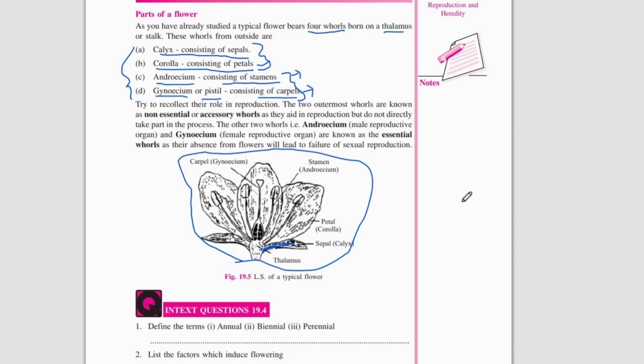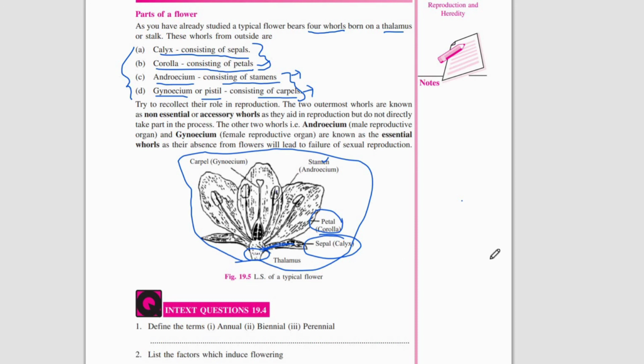This is the diagram showing gynoecium. The individual unit of gynoecium is called a carpel, and this is androecium, whose individual unit is called a stamen. This is the petal, the attractive part, and this is the sepal, the greenish structure, and this is the thalamus, the cup-like structure on which the 4 whorls are formed. Gynoecium consists of ovary, style, and stigma, and androecium consists of the anther tip, attached to a long tube, and inside this the pollen grains are formed.